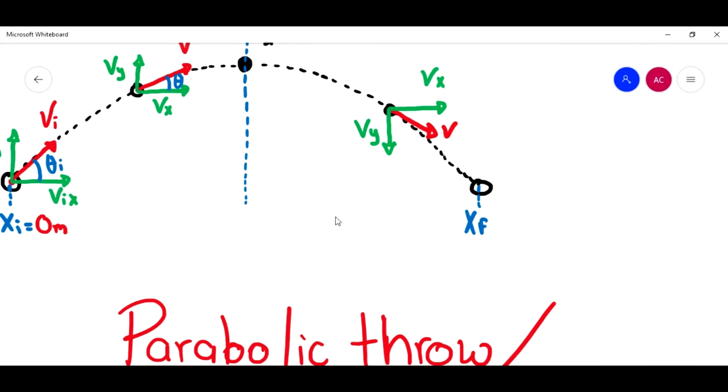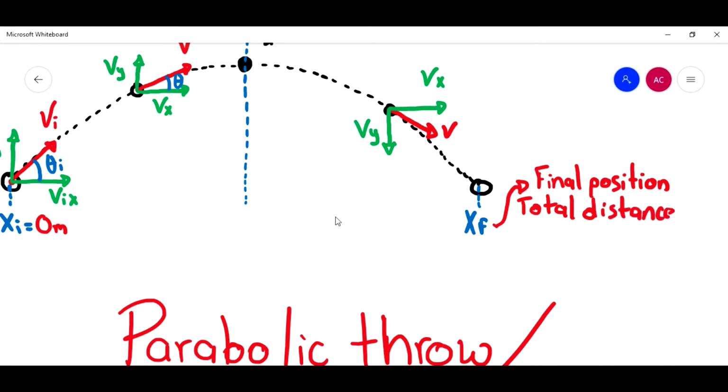But also, for example, you can find this as final position, or total distance, or range. Okay, you can find it like that. If you find it like range, well, the letter is going to be R.